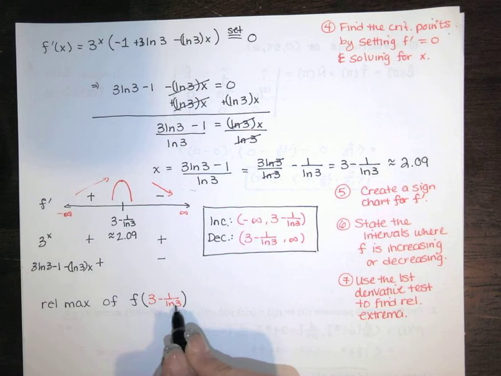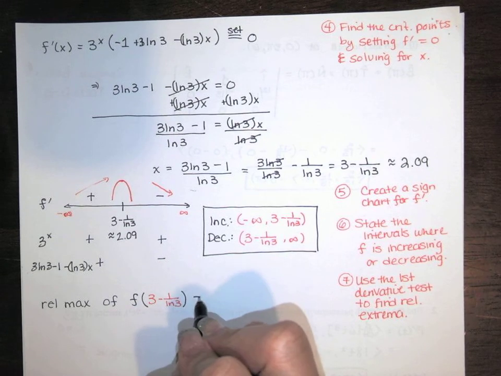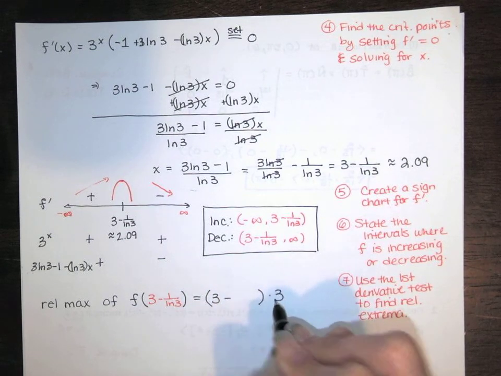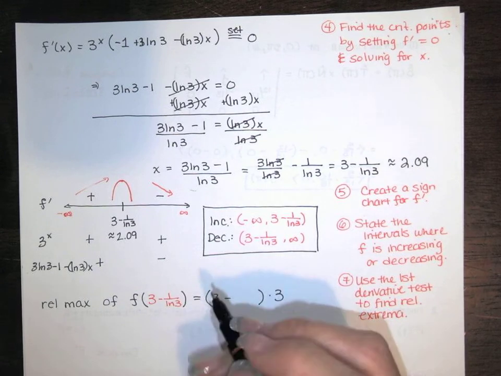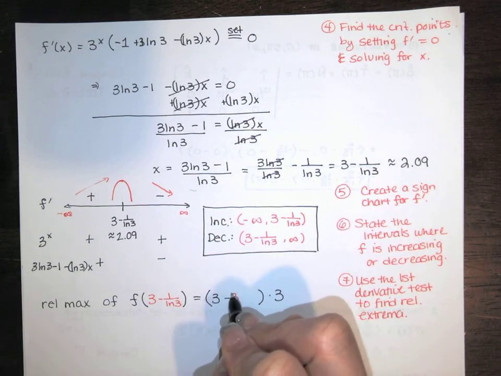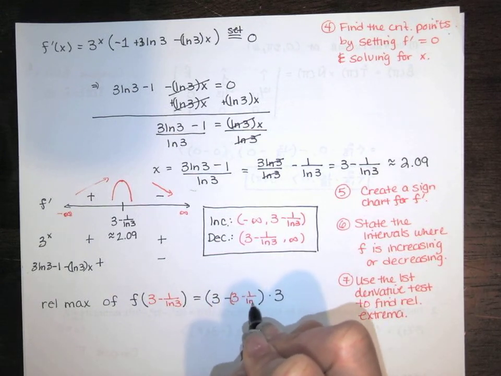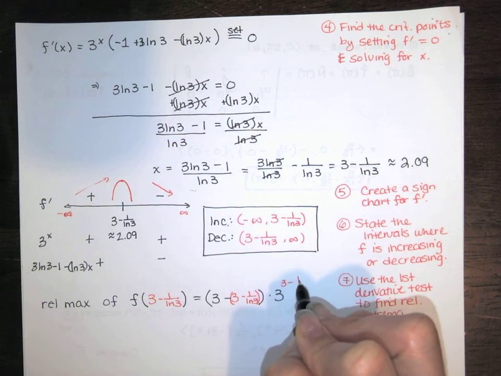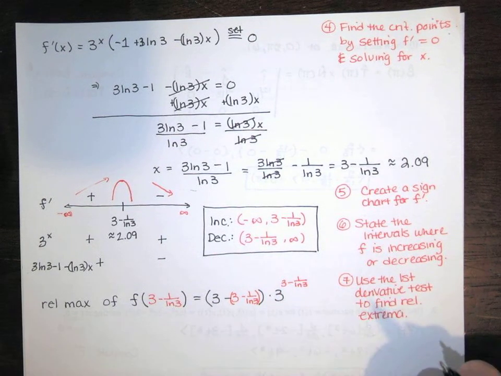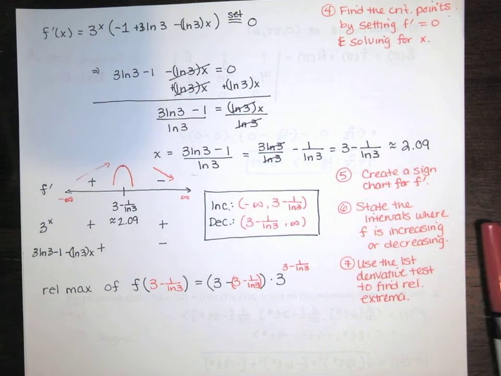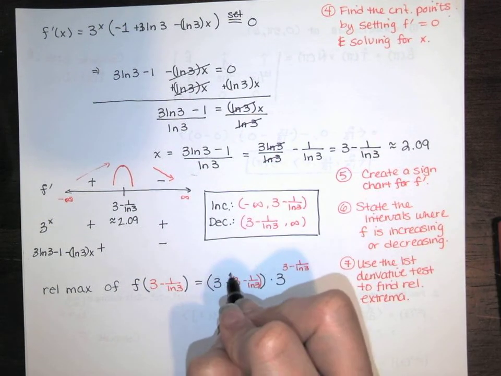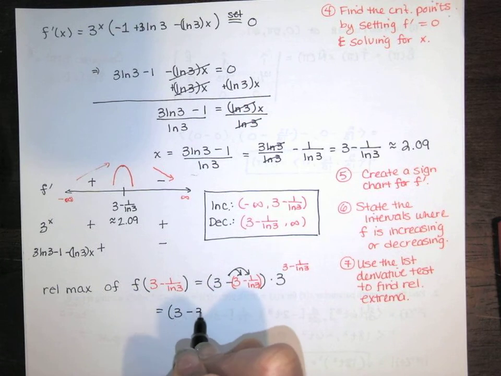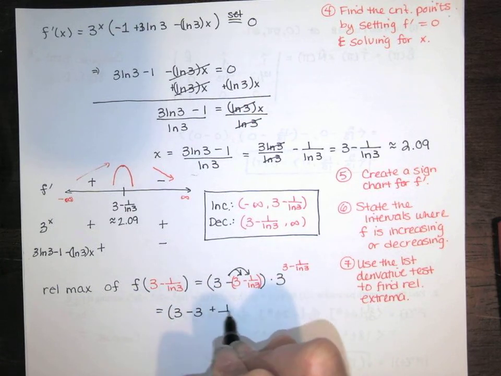So I want to substitute this for my x in the original function, and the original function was 3 minus x times 3 raised to the x power. So I have 3 minus the quantity 3 minus 1 over natural log of 3 times 3 raised to this power. That looks really horrible, but that's okay. Distribute the negative sign. Then we'll have 3 minus 3, a negative times a negative is a positive.